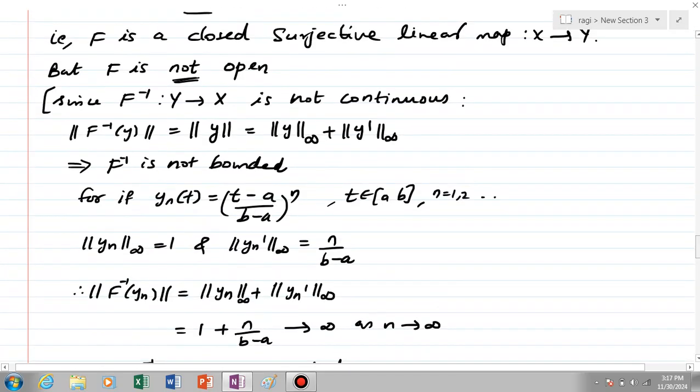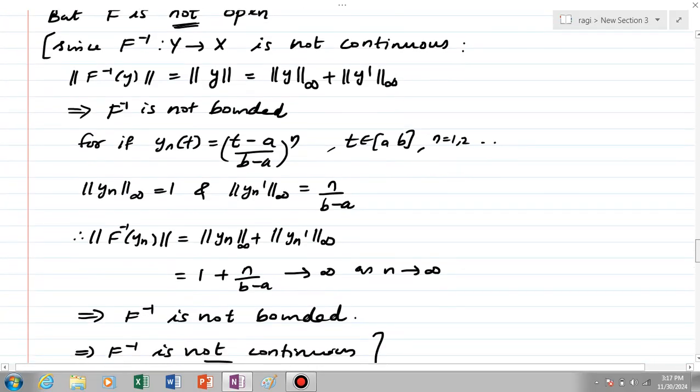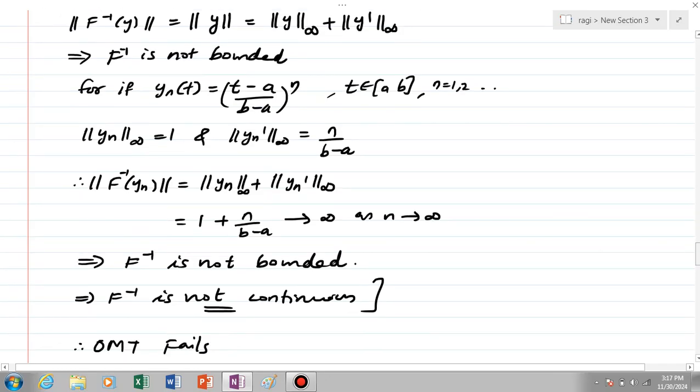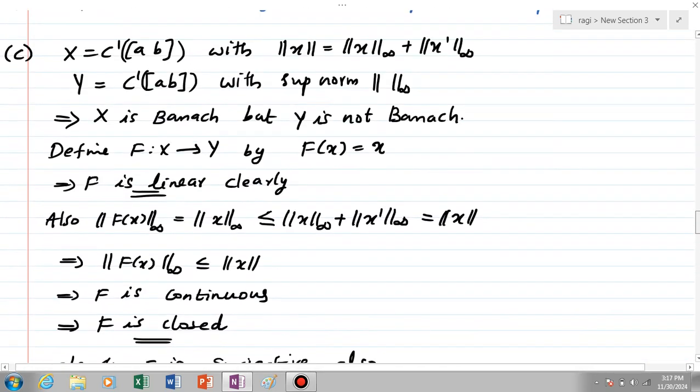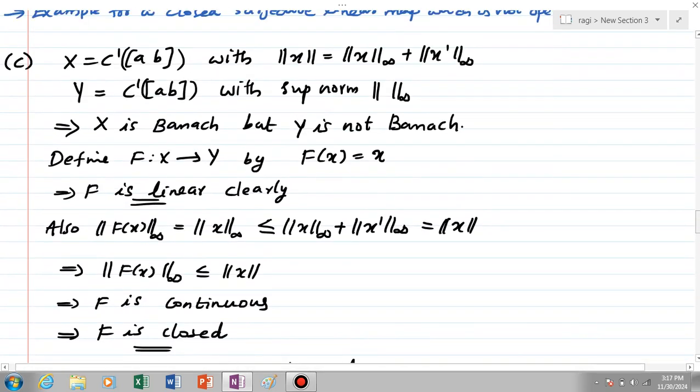So we have seen that a closed surjective linear map from X to Y is not open, meaning the open mapping theorem fails here, because here both X and Y are not Banach spaces: only X is Banach, but Y is not Banach. So here the open mapping theorem fails.